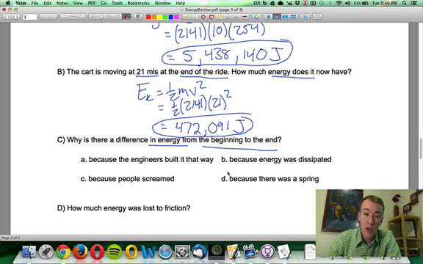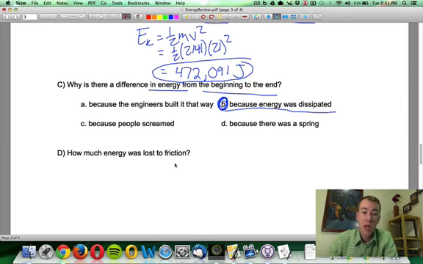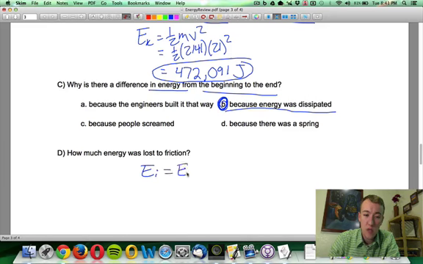Whenever we lose energy, it's because energy is dissipated. Could you calculate how much energy was lost? Well, that's part D. How much energy is lost? If energy is dissipated, we know that energy is lost. Initial energy is going to be equal to final energy plus energy dissipated.